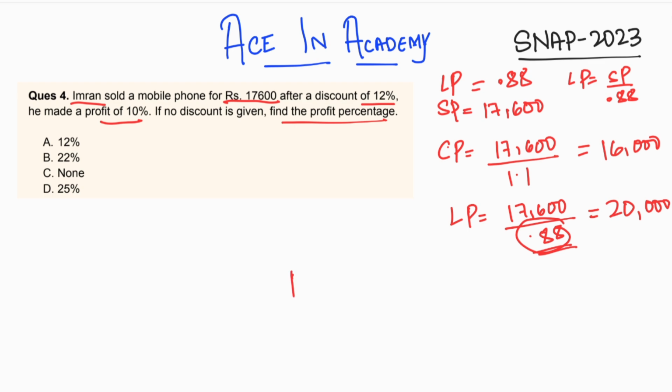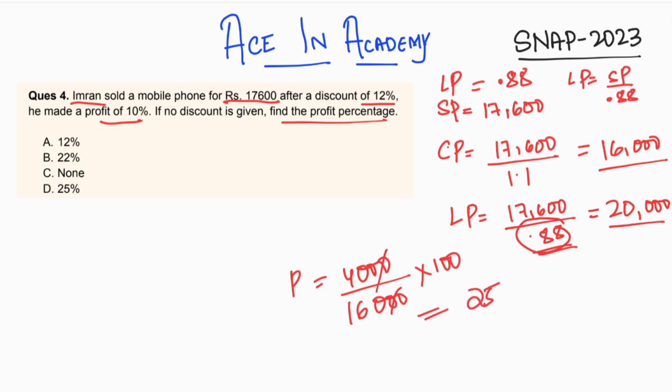Now what is my profit if no discount was given? That is equal to 20,000 minus 16,000, that is equal to 4,000. Now since we have to find the percentage, let's divide it by the cost price, that is 16,000, and multiply it with 100 to find the percentage. So upon calculation it will come as 25%, which is option number D.